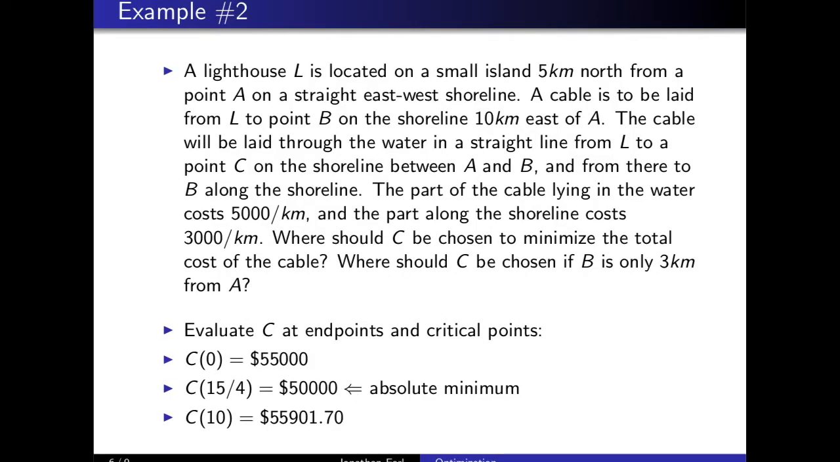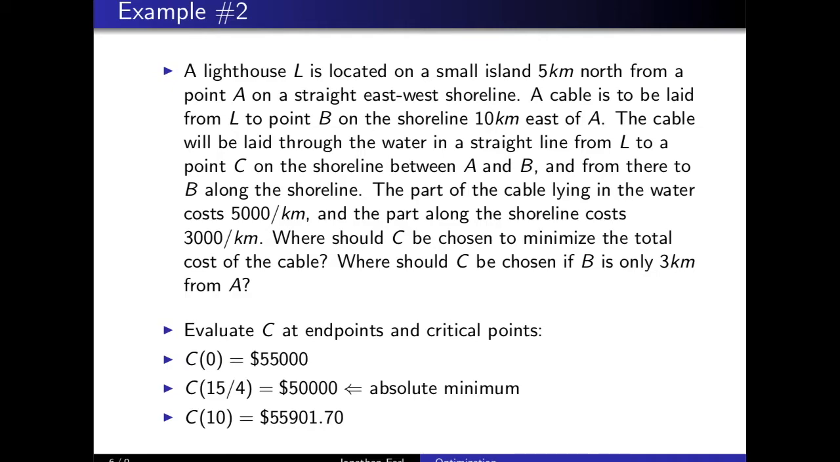So we're looking for the minimum over that kind of confined range. So all we're going to want to do is take this critical point that we found of 15/4 in addition to our endpoints of 0 and 10 and put them back into our cost function. So when we do that, what we see is that at 0, if we just went from the cable from L straight down to the point A and then along the shoreline for 10 kilometers, that would cost $55,000.